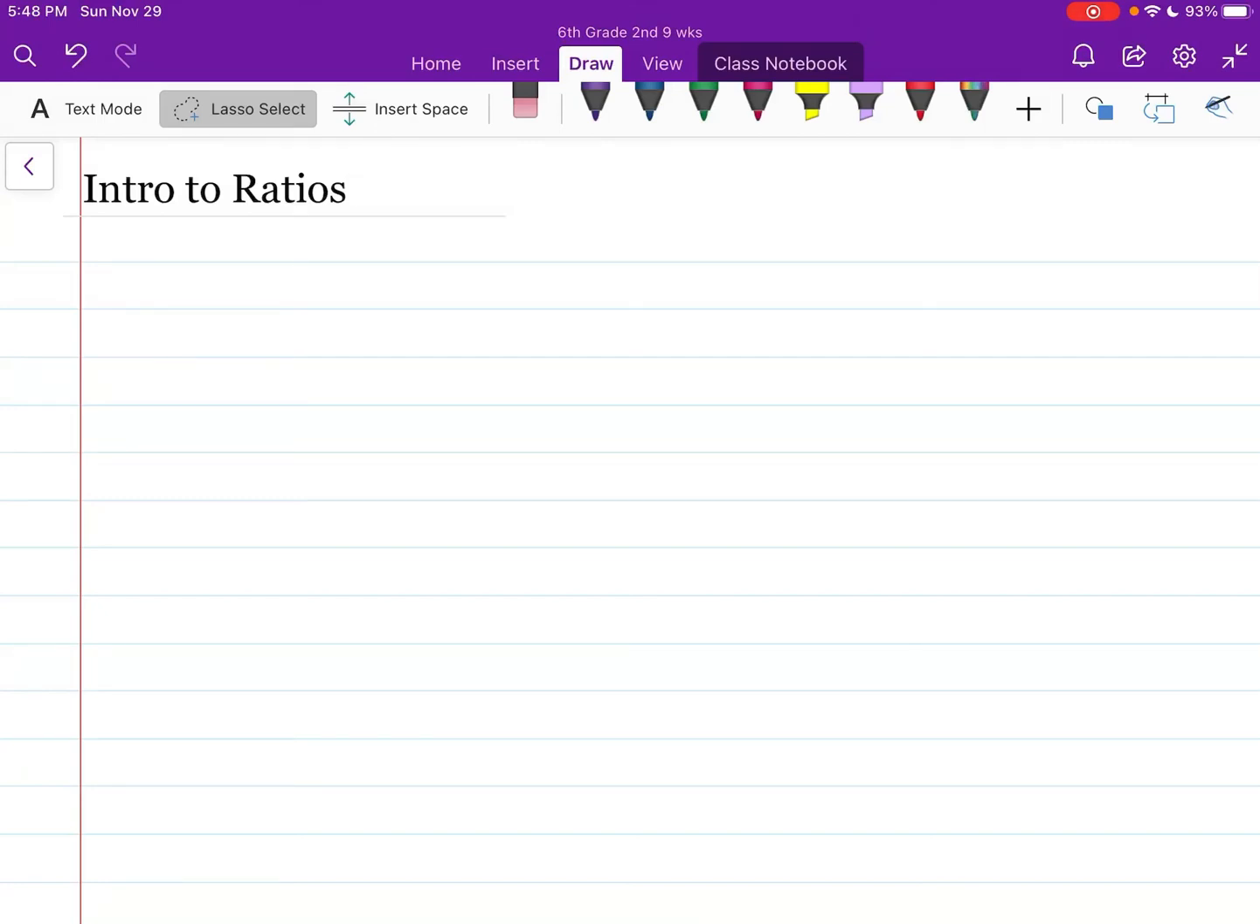Today we are going to be talking about a brand new concept. They're called ratios, and they're pretty simple. So we're going to take notes. I want you to make sure you have your notebook ready. Your title is going to be Intro to Ratios, and make sure you put your date.